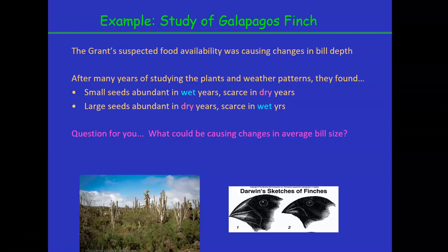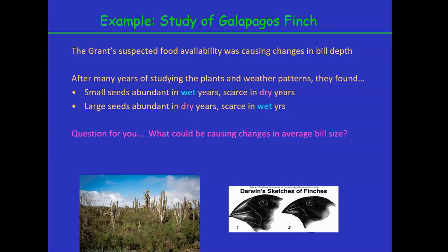Okay? Now here's a question for you, and I want you to pause and think it through and write down some ideas. What could be causing changes in average bill size based on this new information? You've already had your hypothesis from before. Go ahead and refine your hypothesis based on these data that I've given you on this slide. Pause the video and come back when you're ready.